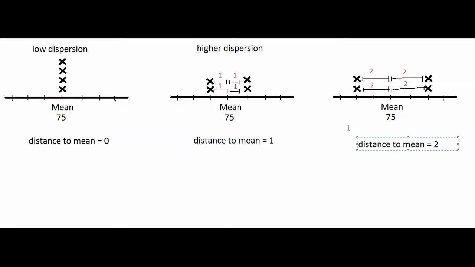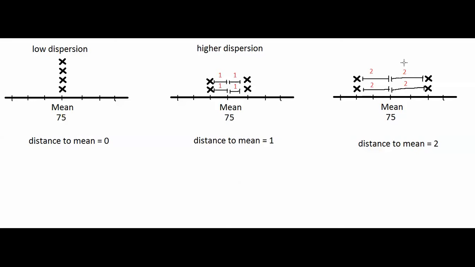So the point that I'm making right here is that when the values get more spread out from each other, the distance to the mean increases. So as the dispersion of the data goes up, the distance to the mean goes up along with it. This data set had the least dispersion, and the distance to the mean was 0. This data set had higher dispersion, and the values were further away from the mean. They were 1 away from the mean.